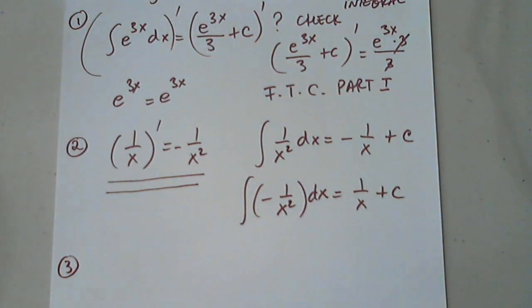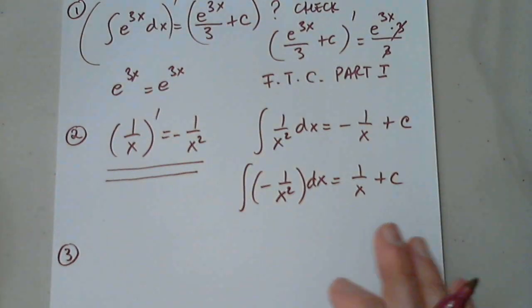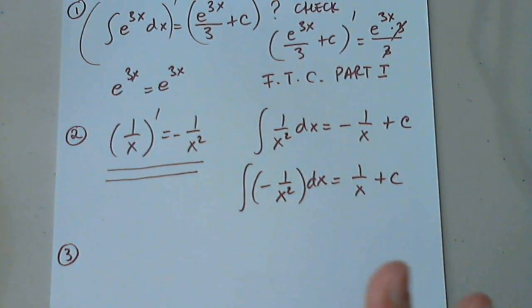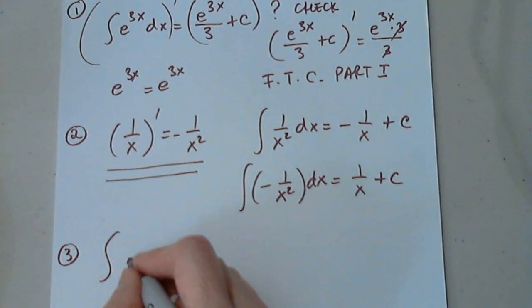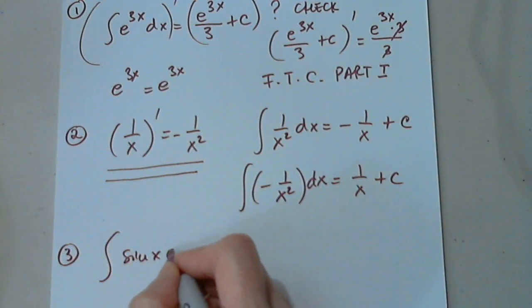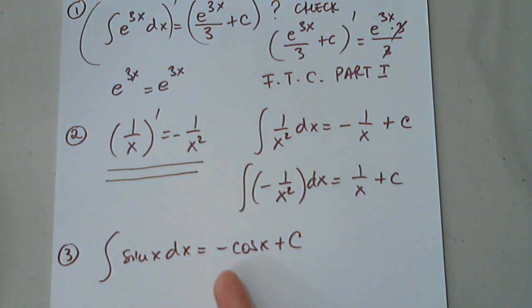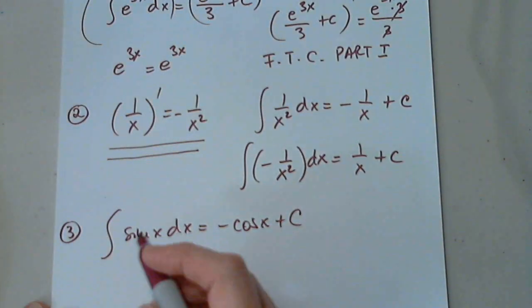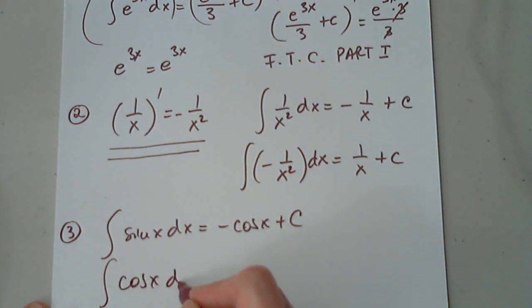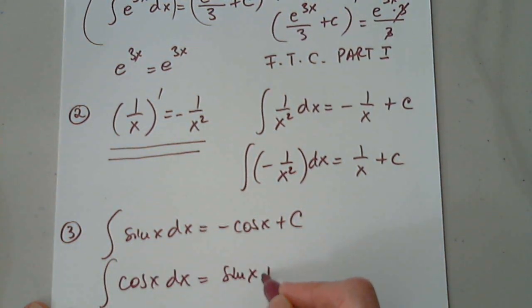Number 3. For sine, cosine, or trig functions in general, for sine and cosine for now, the integral of sine x dx, we know, is negative cosine x plus a constant c, because if I differentiate this, the derivative of cosine is negative sine, with the minus, and it gives us sine. And the integral of cosine x dx, we know this is sine x plus a constant c. When I differentiate sine, I get cosine.